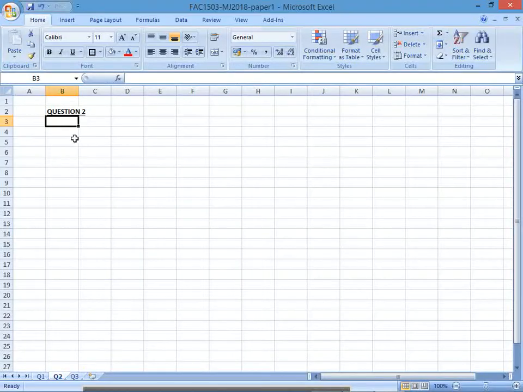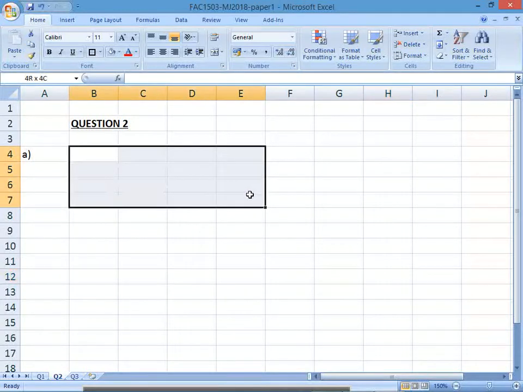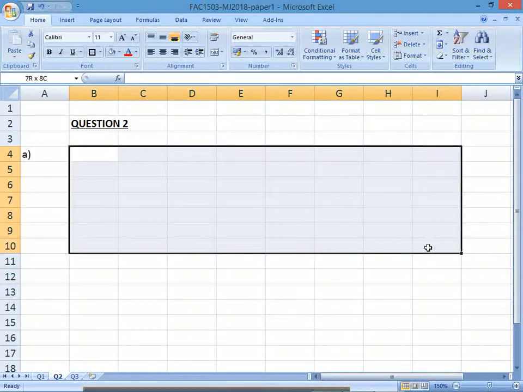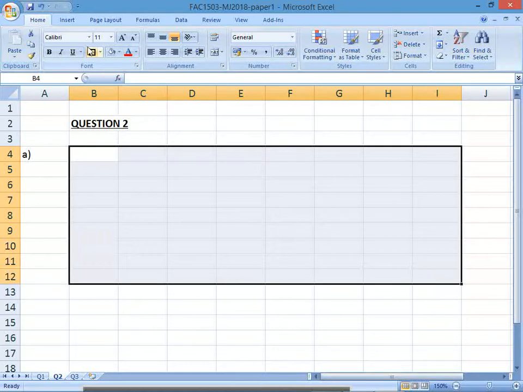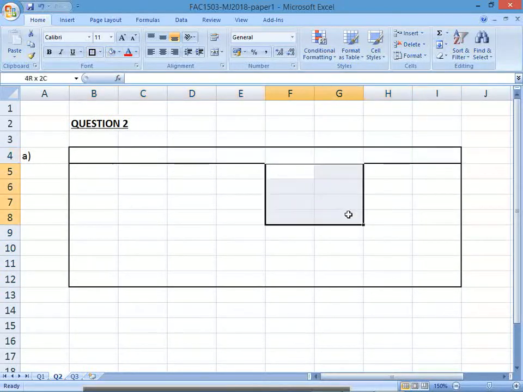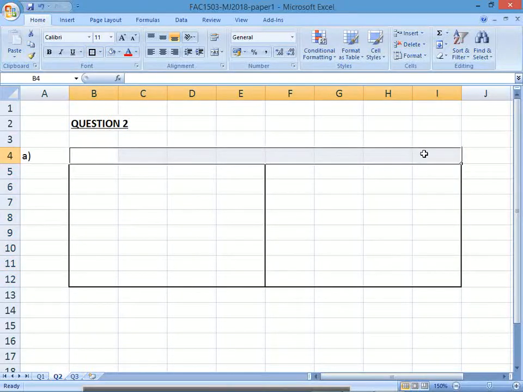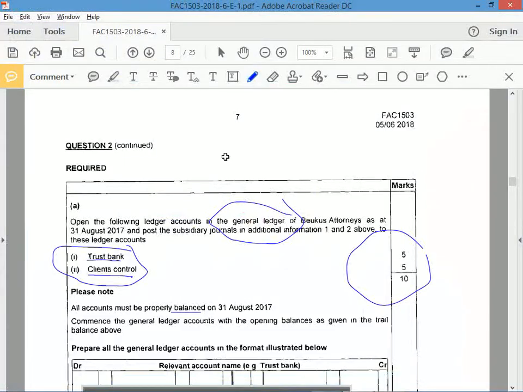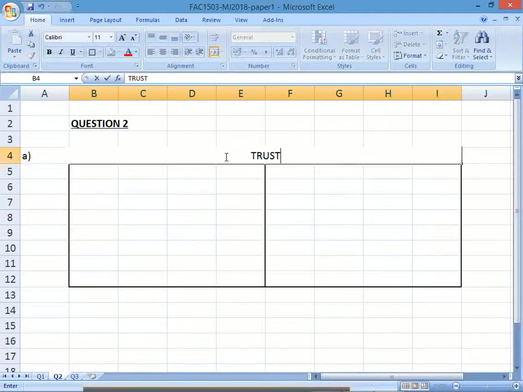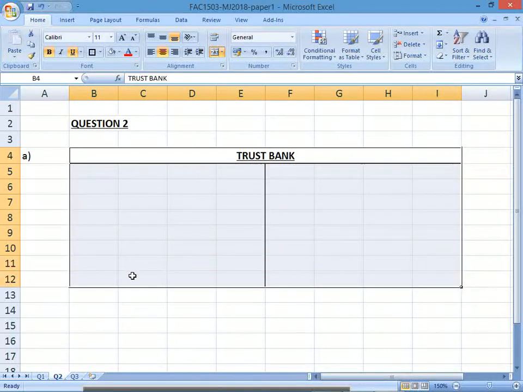Okay, so let's create our answer for A, T account. Let's make it big. Let's increase the size a bit. It might be a bit difficult to see. Let's use 4. There we go, that should be enough space. Side of 5. First one, trust bank. Okay, this comes straight out of the question. It's the required. The required gives you the structure.